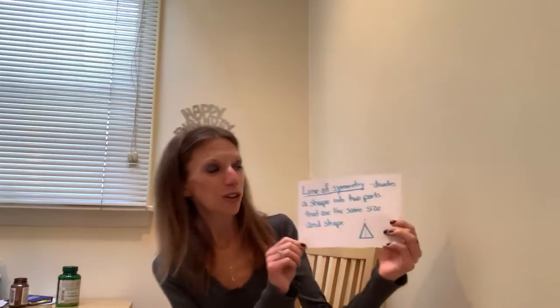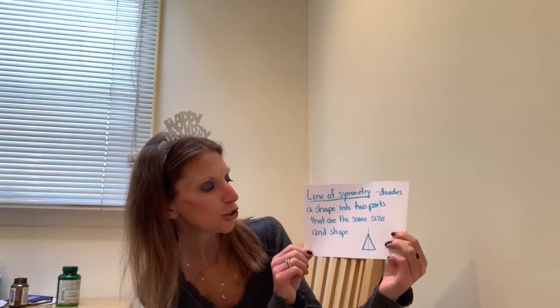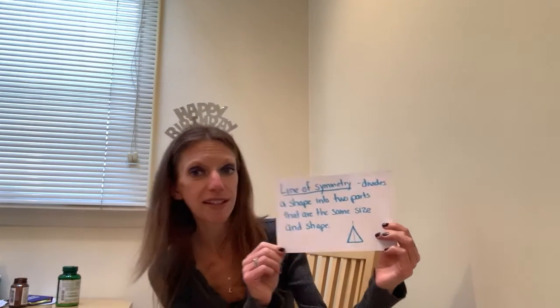All right, so we were doing something new today. You guys completed the mid-chapter check just before we left for spring break, and now we're back, so it's time to start something new. So today we're going to be talking about lines of symmetry. A line of symmetry divides a shape into two parts that are the same size and same shape.